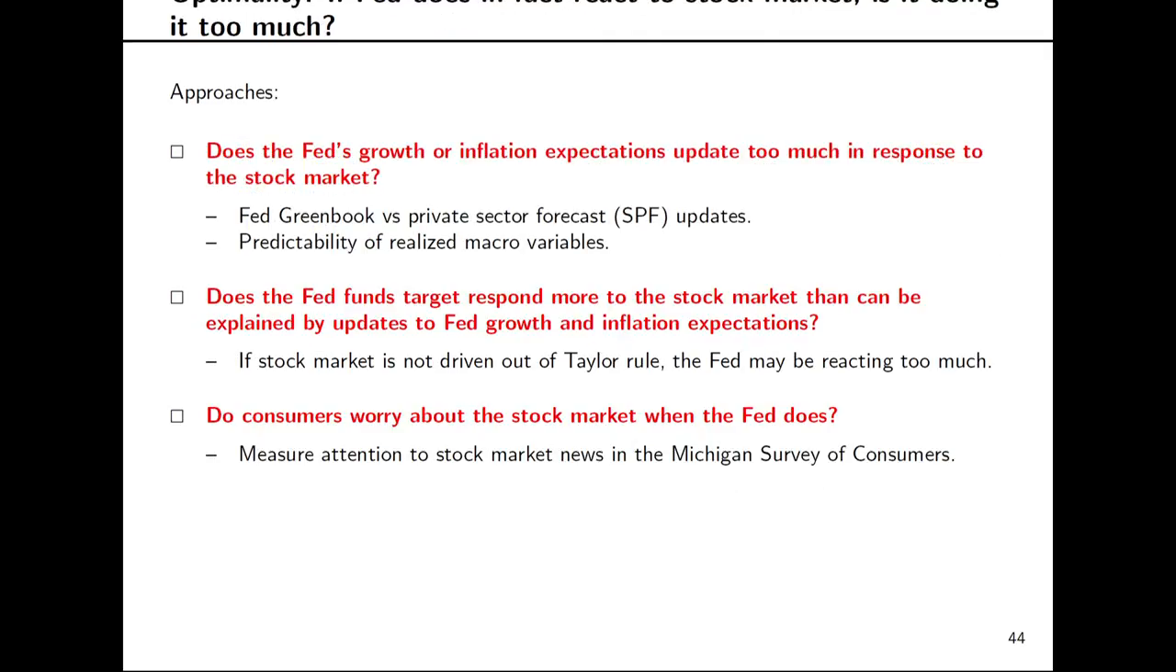All right, so finally, the fourth question, remember, was whether the Fed is overdoing it. And we're going to have three approaches. We're going to compare the updating of the Fed's green book, or teal book, forecast for growth and inflation to see if the Fed updates their expectations more aggressively than the private sector. We're also going to look at how much actual predictive power there is of the stock market for growth and inflation. The second approach will be the Taylor rule approach. And the third one will be to look at whether consumers worry about the stock market when the Fed does. And by all counts, the Fed is going to look actually pretty rational.